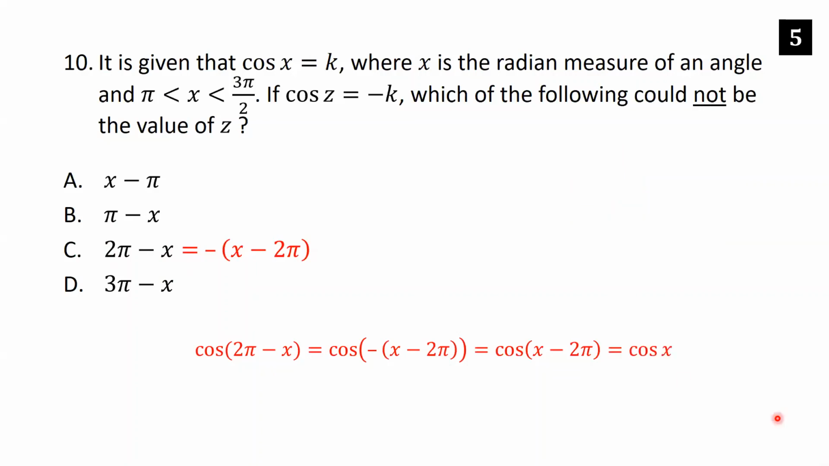And then I'm going to use the fact that the cosine of x minus 2 pi is the cosine of x, right? Whenever you add or subtract a multiple of 2 pi inside an expression involving cosine or sine, you could just drop it, because the cosine of x plus any multiple of 2 pi is just equal to the cosine of x. Okay, now we were given that cosine x equals k, and k is not equal to minus k. So this shows that choice C is the answer. It could not be the value of z if we were to want cosine of z to be minus k.